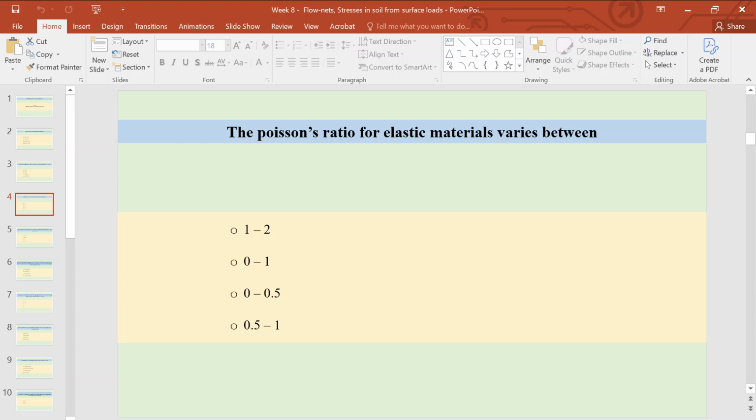The Poisson's ratio for elastic materials varies between: first option, 1 to 2; second option, 0 to 1; third option, 0 to 0.5; last option, 0.5 to 1.